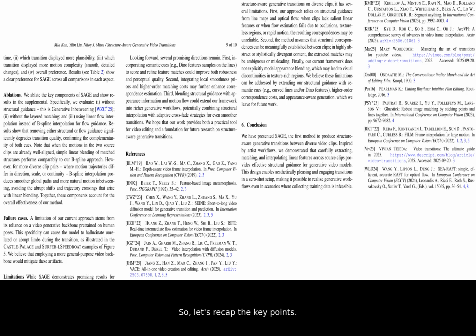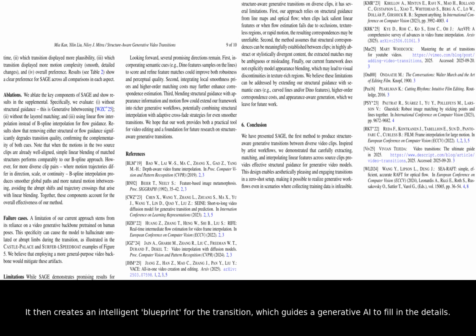So, let's recap the key points. SAGE bridges diverse video clips by first understanding their underlying structure and motion. It then creates an intelligent blueprint for the transition, which guides a generative AI to fill in the details. This approach avoids the common pitfalls of older techniques like ghosting and structural collapse.